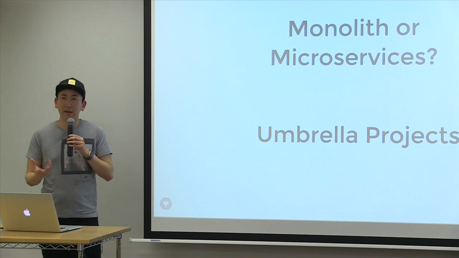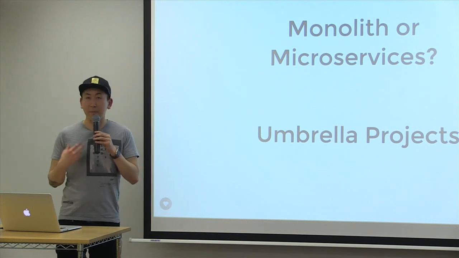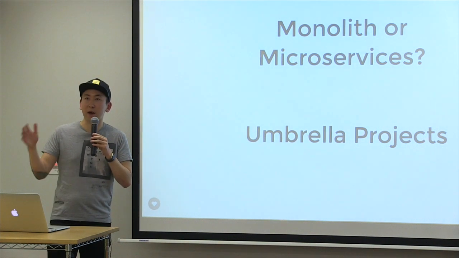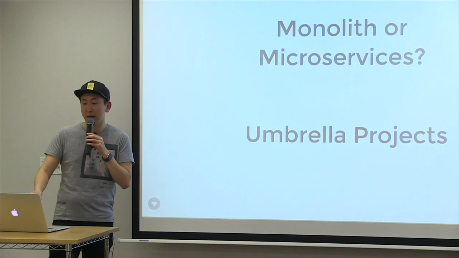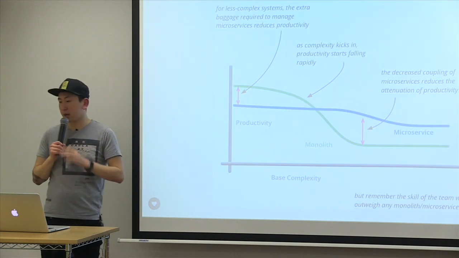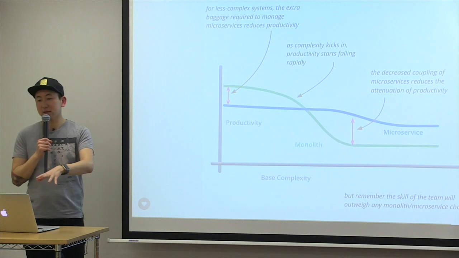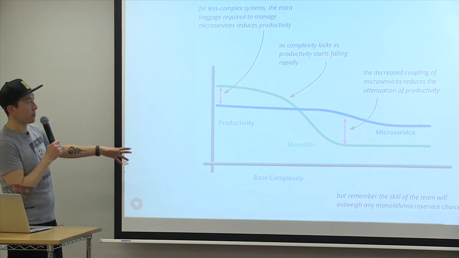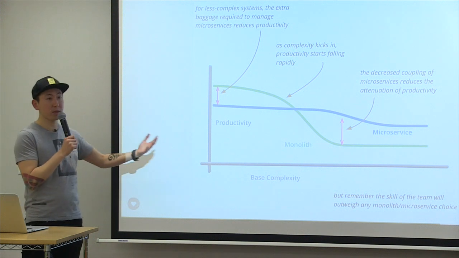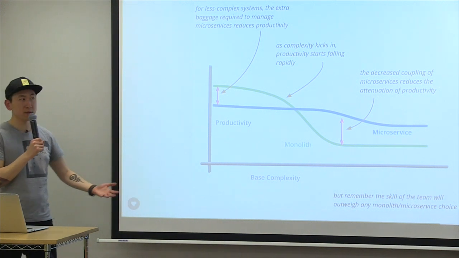There's a thing in Elixir called umbrella projects. It sounds just like what it says: you have multiple projects within an umbrella. And before I talk about umbrella projects, this is a graph I took from Martin Fowler's blog about when or why you should use microservices.